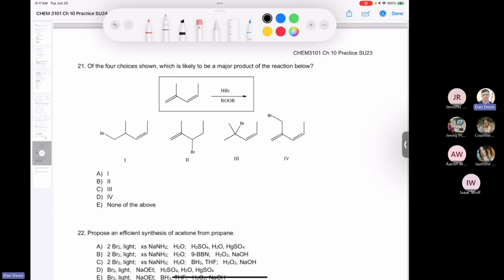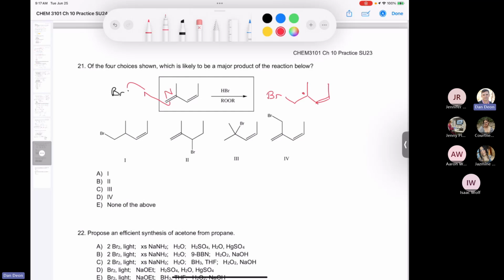Well, my radical is going to add in such a way that I end up with the most stable radical. So if the bromine radical were to add here, then I end up with a radical that looks like this. So I end up with my bromine, and then this guy, and something like this. So now I end up with a tertiary allylic radical.